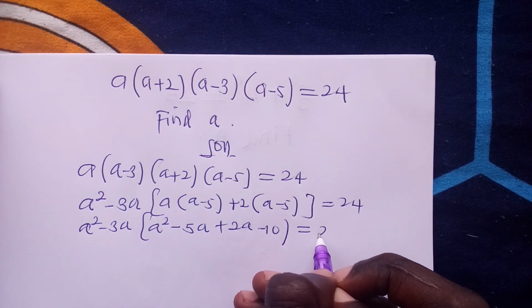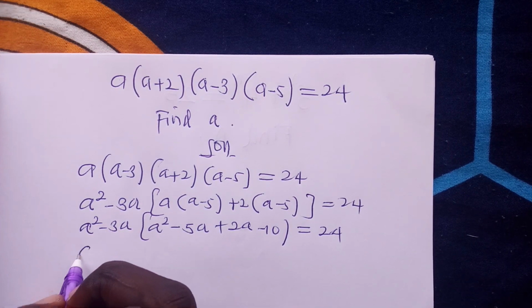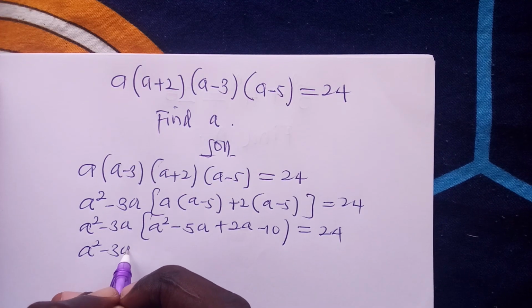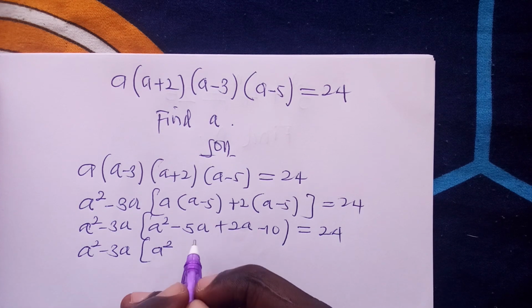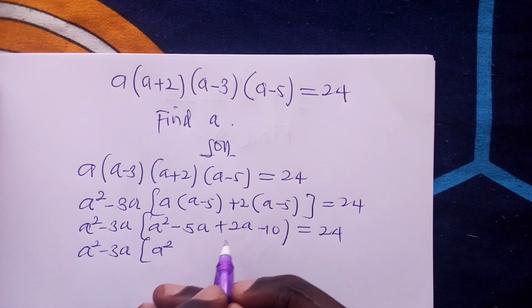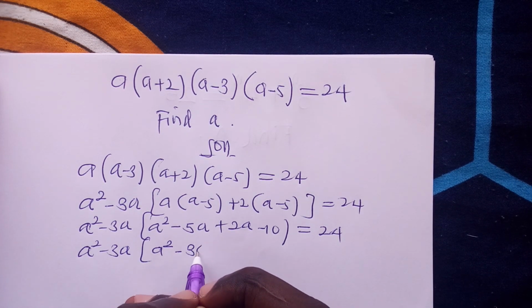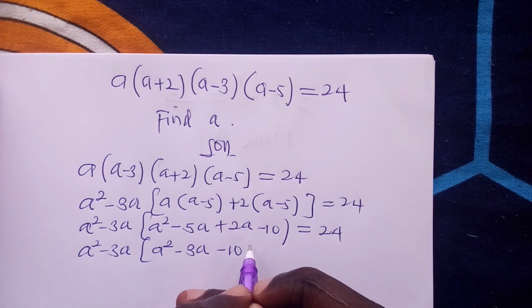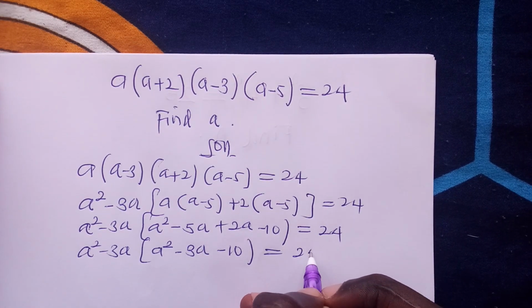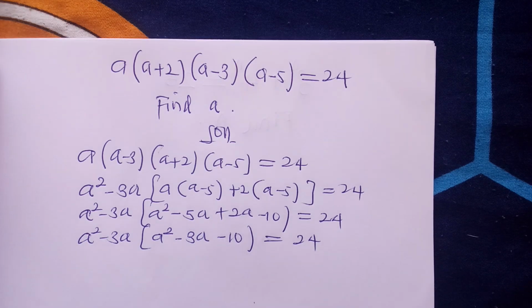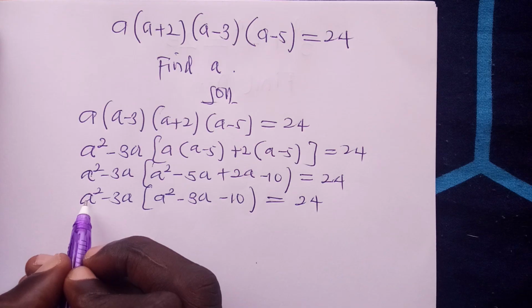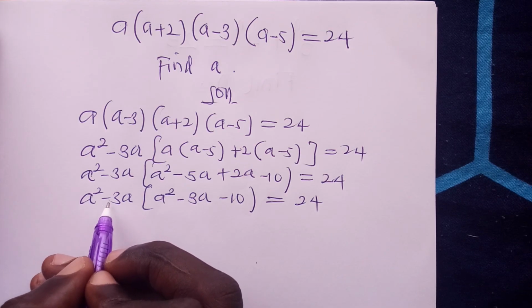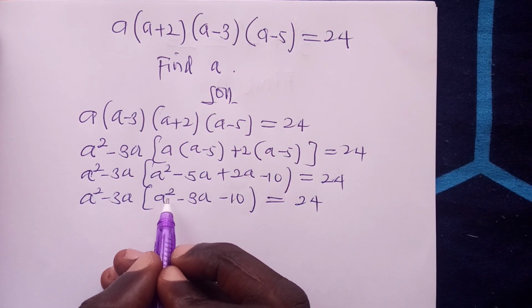This is equals 24. Now we have a square minus 3a, okay, into this is a square minus 5a plus 2a giving you minus 3a, then minus 10. Everything equals 24. Now from this point, we can see that a square minus 3a, this is also a square minus 3a.